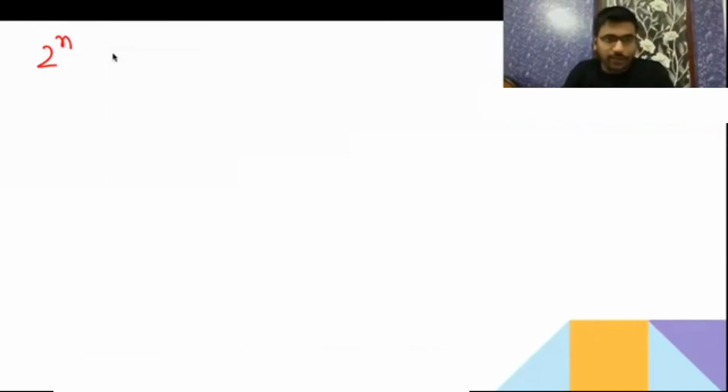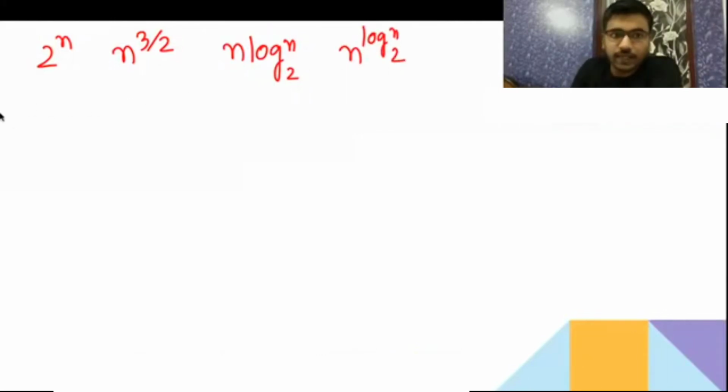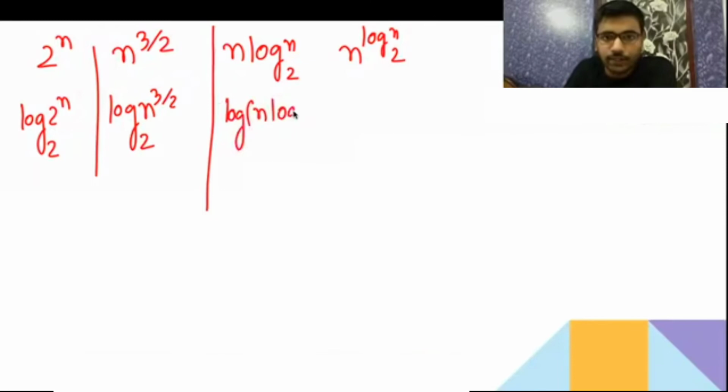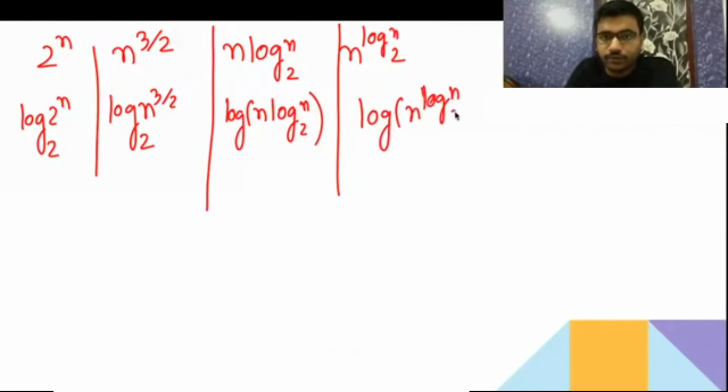Aru's answer is correct. Okay. N to the power 3 by 2, then n log n base 2, then n to the power log n base 2. So take log on both sides, means for all the functions, it will be log of 2 to the power n, log of n to the power 3 by 2. Here you will take log of n log n base 2, then here also you are going to take log of n to the power log n base 2.